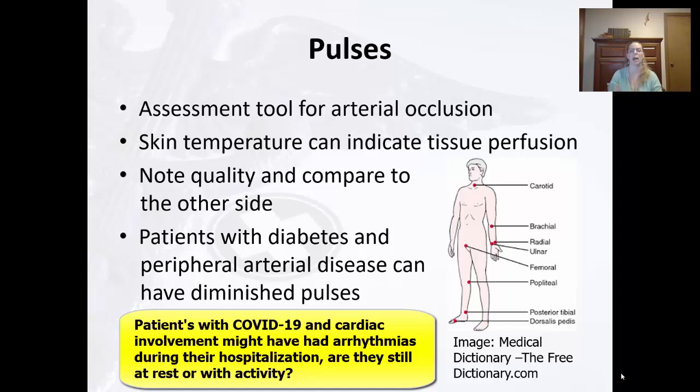So if you're looking at the left carotid artery, you would first assess the left side, then let go and assess the right side, okay, and compare what you palpate on both sides. Patients who have diabetes and peripheral arterial disease can have diminished pulses.